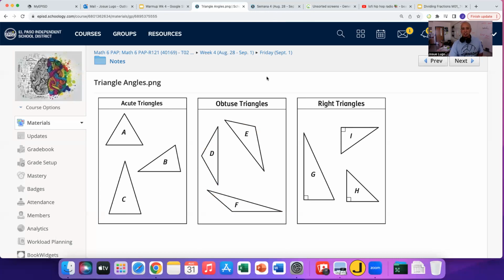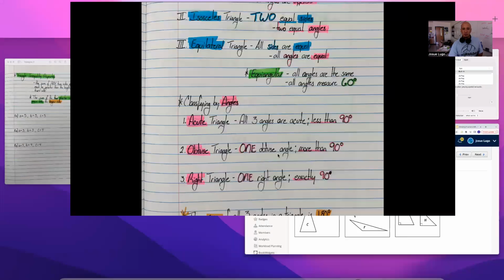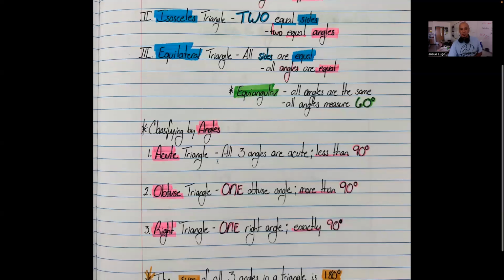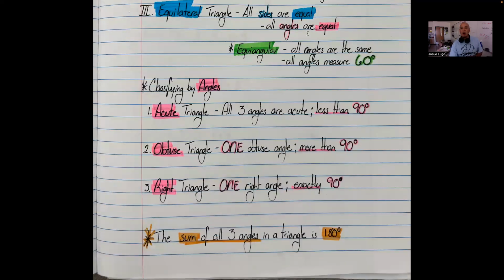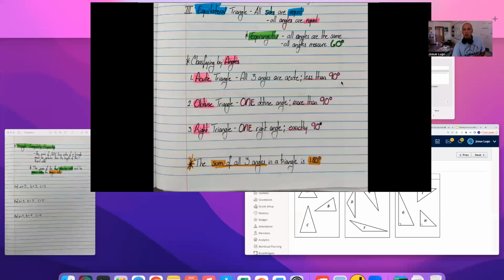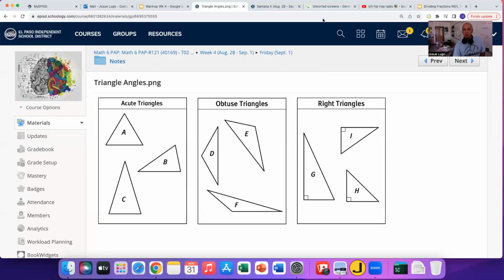And then finally, ladies and gentlemen, we have right triangles. And in a right triangle, as we can see down here, we see one right angle, one angle that is exactly 90 degrees, one angle that looks like the corner of a square or rectangle, as we see over here.